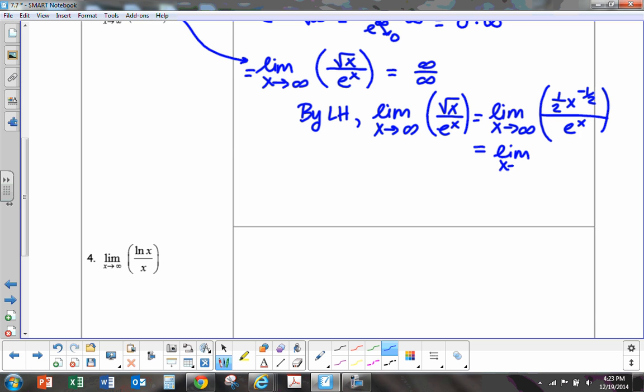This is the limit as x goes to infinity of 1 over 2 square root of x, and then times e to the x. Everything power-wise and variable-wise is on the bottom. So if you let 1 be over something that's very, very large, 1 over infinity is very, very small. It approaches 0. 1 over infinity approaches 0.